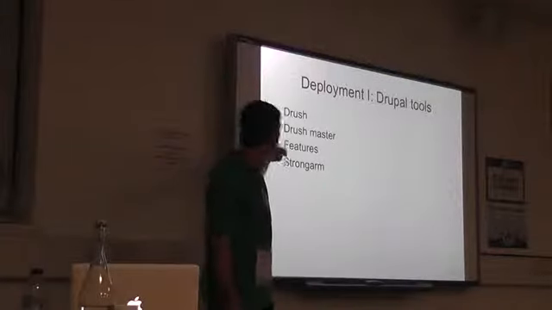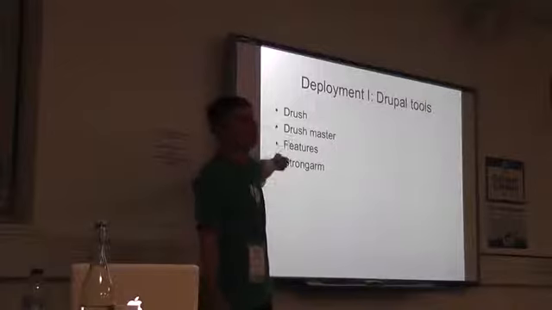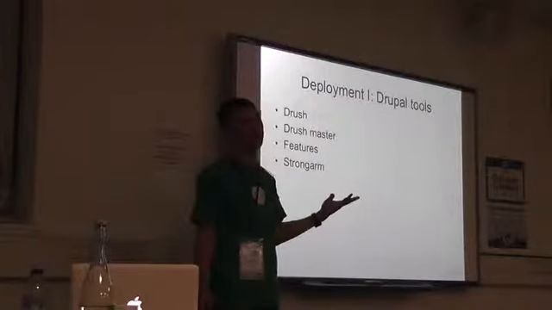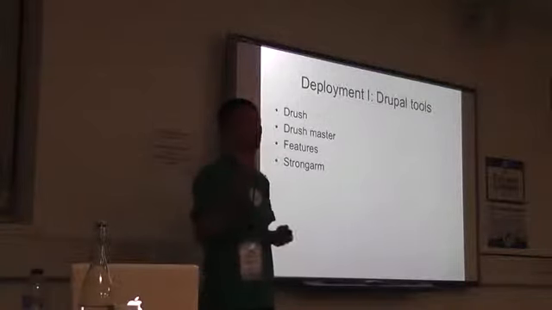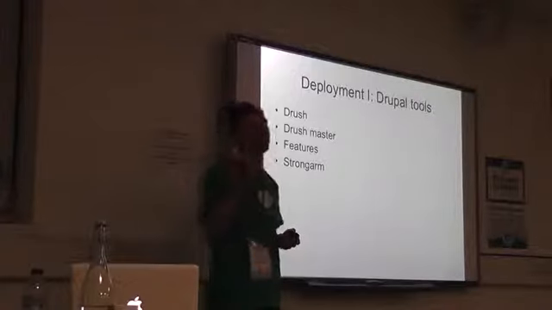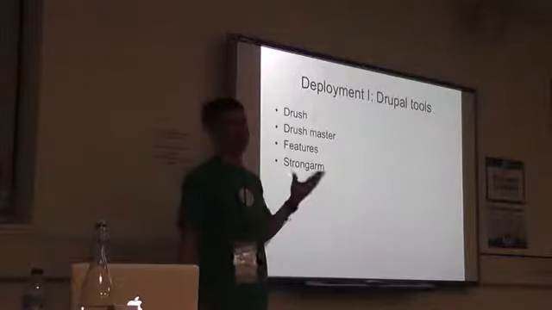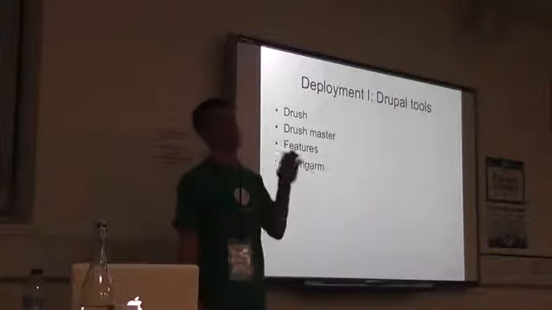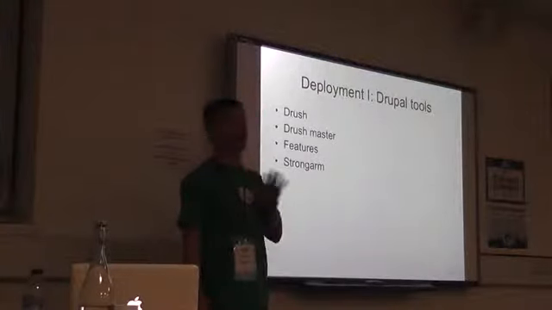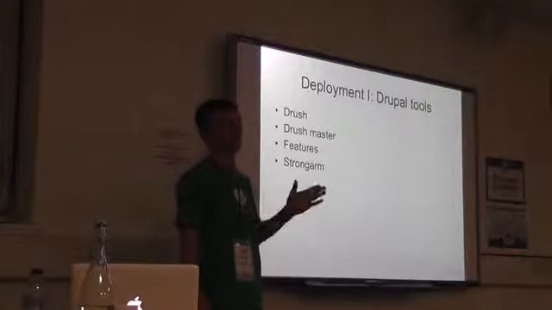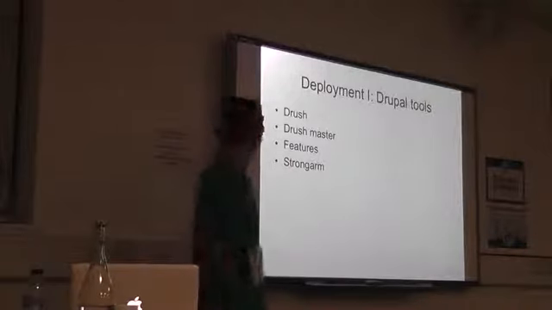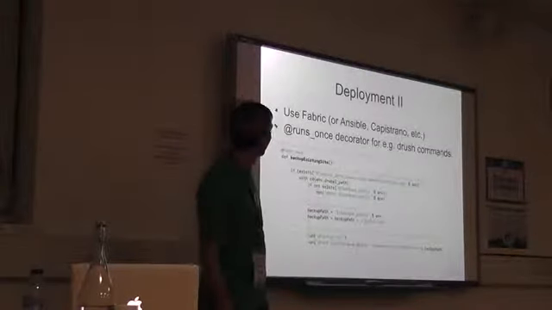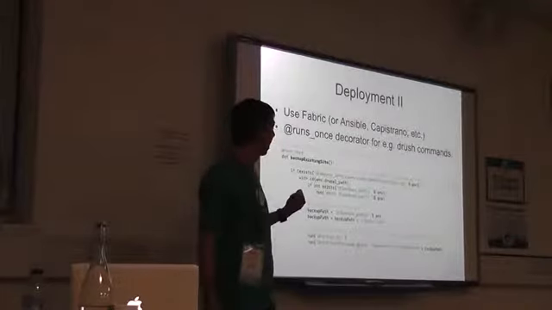We use features to capture configuration, strong arm to capture variable values, and effectively this then means that all of your configuration, whether it's what packages are stored on the server, right down to what's the value of a specific Drupal variable, is captured in code, in source control, and you know absolutely, definitely exactly what you've got on each server. There's no going in and manually changing things. All deployments are absolutely repeatable. So those are the Drupal tools we use to make sure that happens.